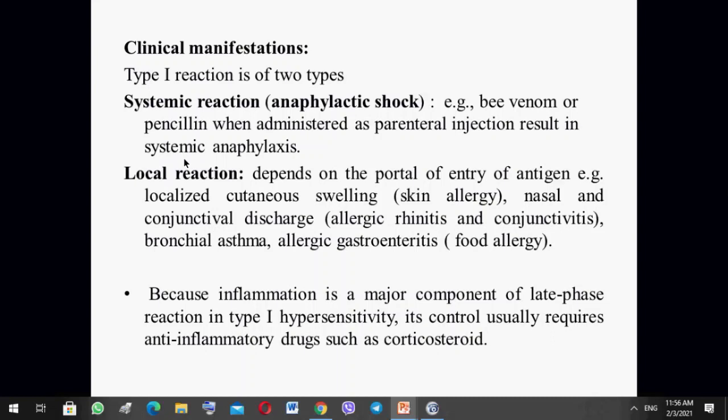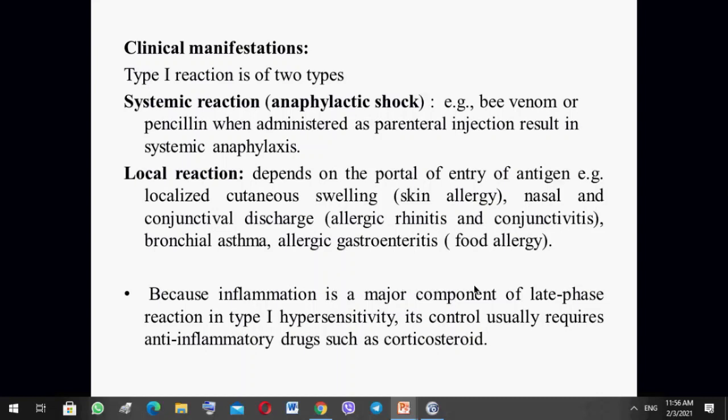And this reaction could also be localized, or a local reaction. And this depends on the portal of entry of the antigen. It may cause only cutaneous swelling like skin allergy, or nasal and conjunctival discharge like allergic rhinitis and conjunctivitis. It may cause bronchial asthma, okay, and also it may evoke allergic gastroenteritis, food allergy, especially in pediatric patients. They may have allergy from milk or allergy from bread and so on.